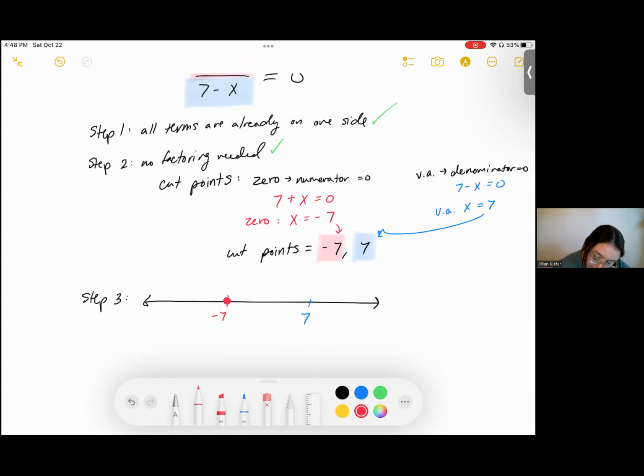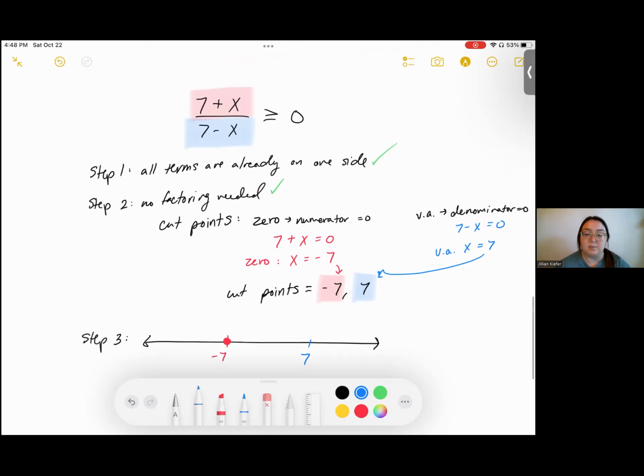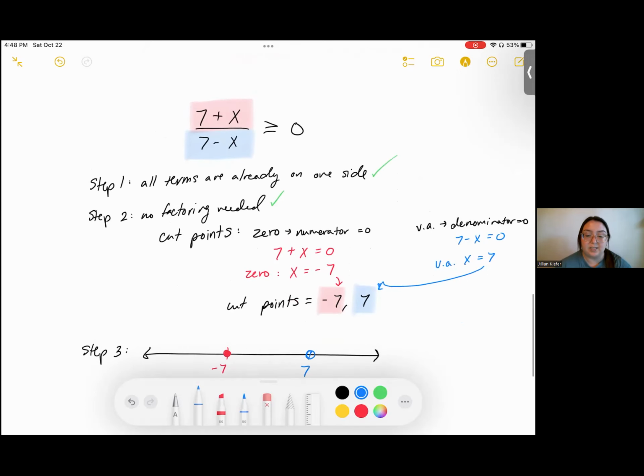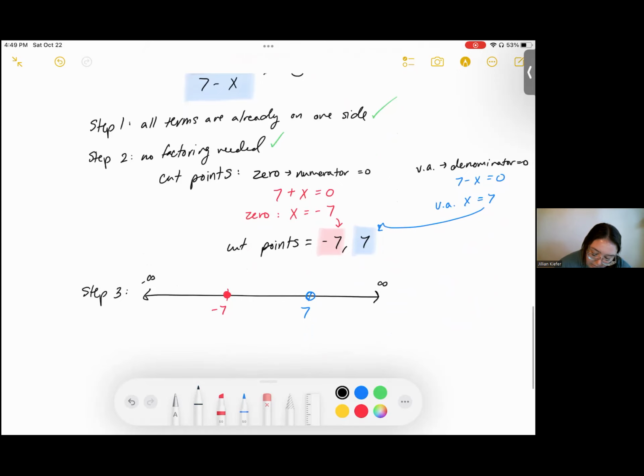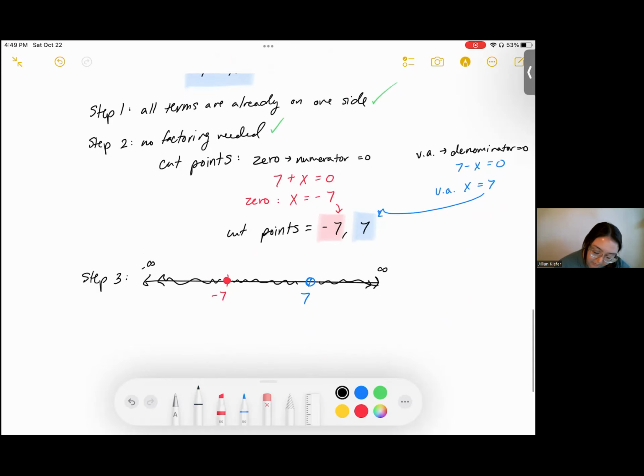So -7 would get a filled-in point. But vertical asymptotes are never included. So on x equals 7, you would put a big open circle because +7 doesn't get included. Then we know our intervals are going from -infinity to infinity. So this means that our function exists everywhere in here. And our intervals would be broken up: -infinity to -7, -7 to 7, and 7 to infinity.